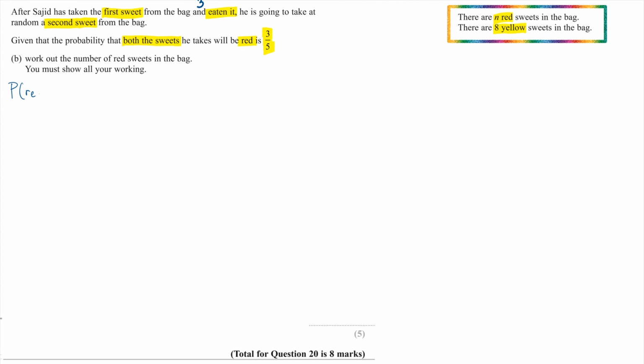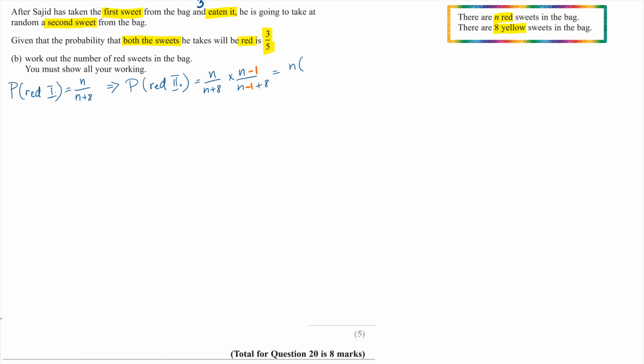The probability of red on the first pick is n over n plus 8. The probability of picking red 2 times in a row without replacement is n over n plus 8 times n minus 1 over n minus 1 plus 8. The first fraction represents the probability when he picks a red on the first pick. The second fraction represents the probability that he picks a red given that he has already picked a red on the first pick. The second time he picks will be 1 less red sweet. That's why we have n minus 1.